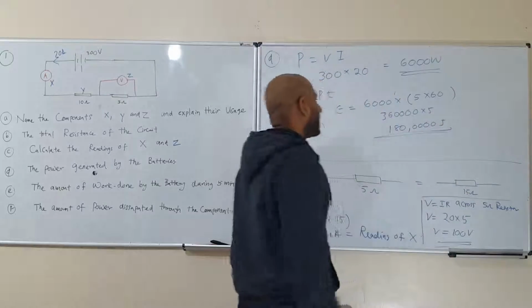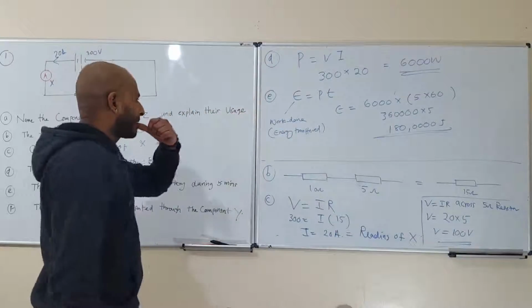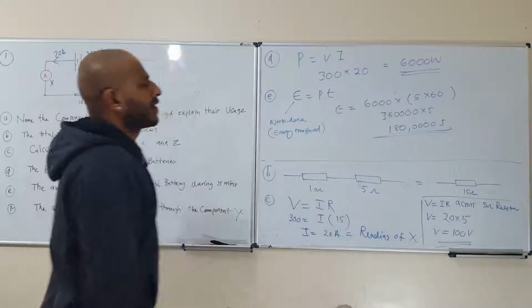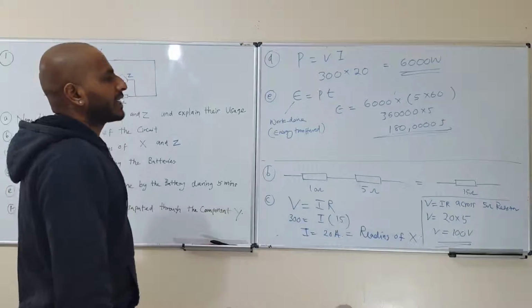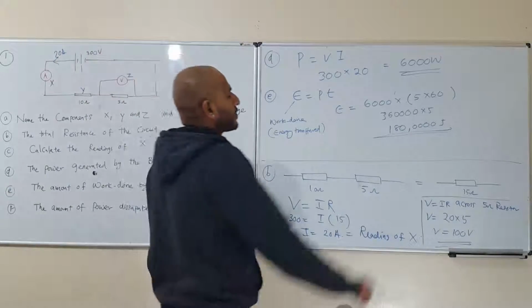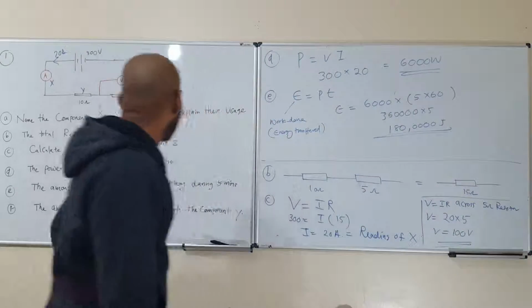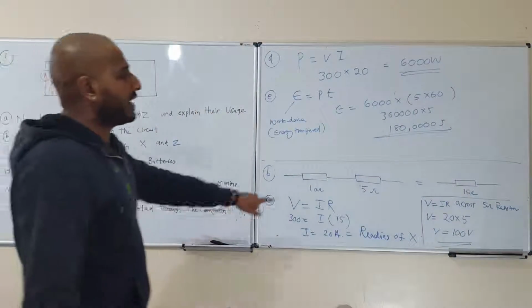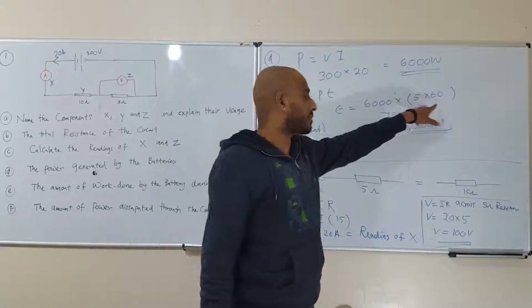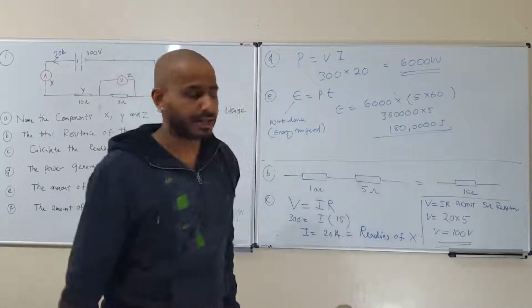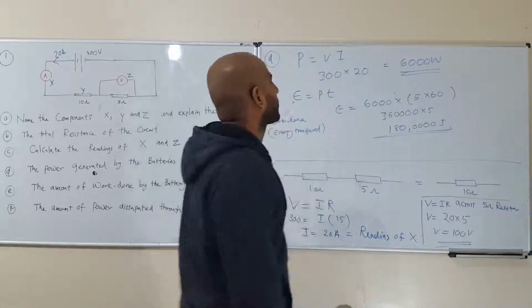You can use the calculator anytime. Okay, I hope that makes sense. Always we have to convert time into seconds, because they say 5 minutes. Each minute is 60 seconds, times 5 gives you 300 seconds. Okay.